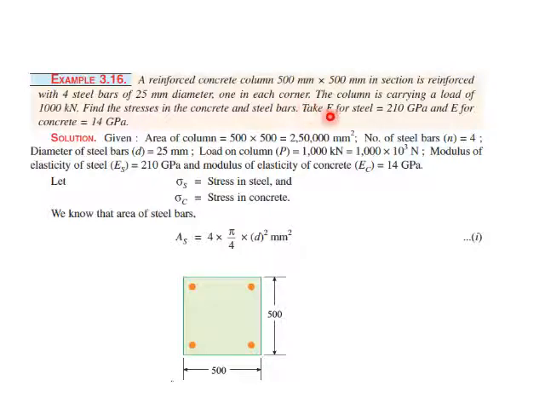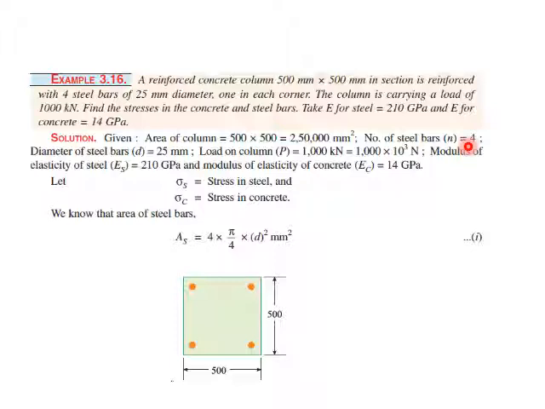Take Young's modulus of steel as 210 gigapascal and Young's modulus of concrete as 14 gigapascal. In the previous session, I have already told you how to convert gigapascal to Newton per mm square, right? So you can use that conversion. Let's see the given condition and solution now. The area is given to you, 500 mm by 500 mm, so I can calculate the concrete area, that is the entire column area, 500 into 500, which is 2,50,000 mm square. The number of steel bars is 4, and it is a circular section.